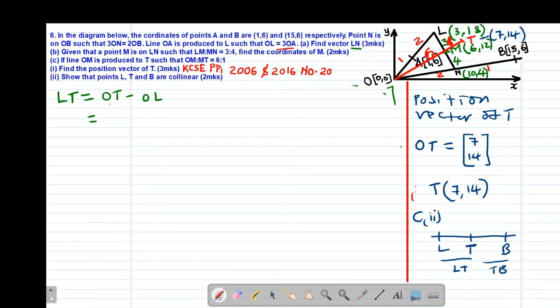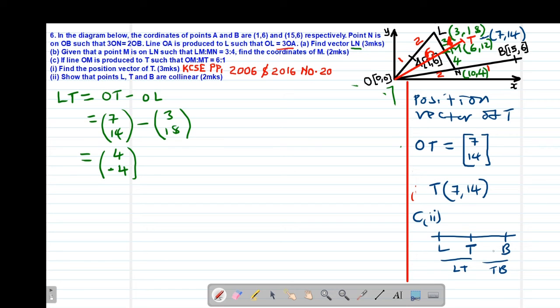So this will be the coordinate of T, we already have it as 7, 14. Then we are going to subtract the coordinate for L, which was 3, 18. So we subtract 3, 18, so that we get 7 minus 3, which is positive 4. Then of course 14 minus 18, you are going to get negative 4. So that means LT is 4, negative 4.